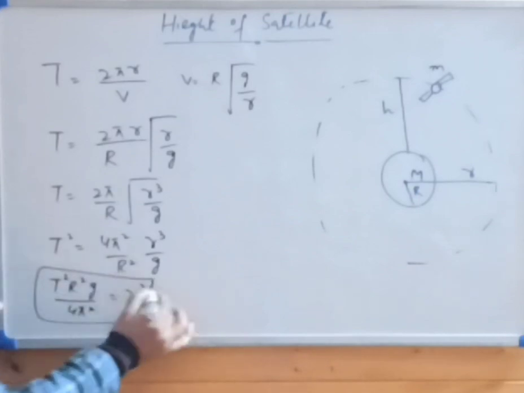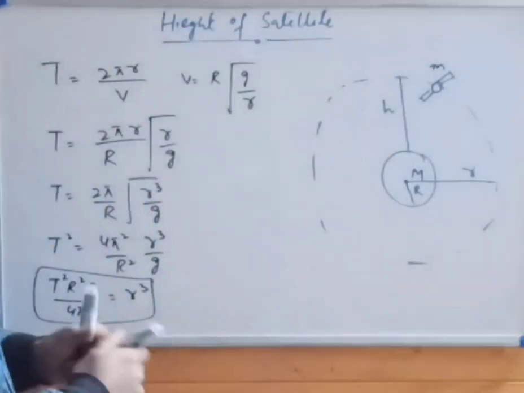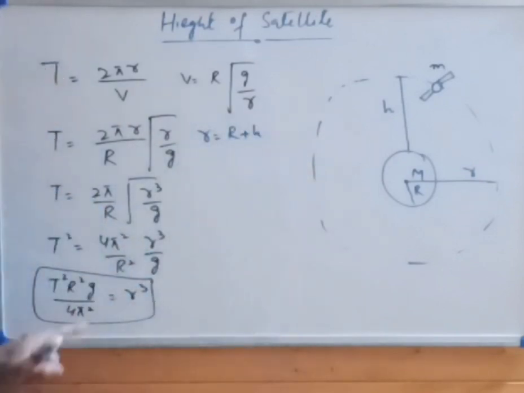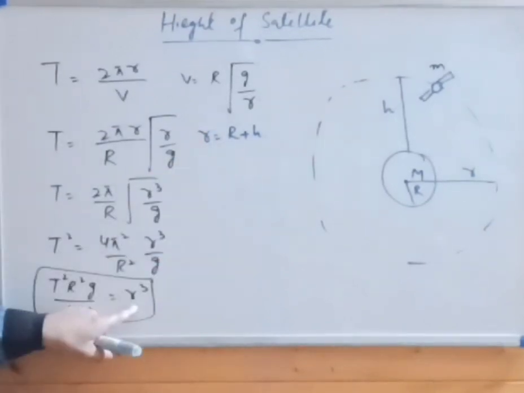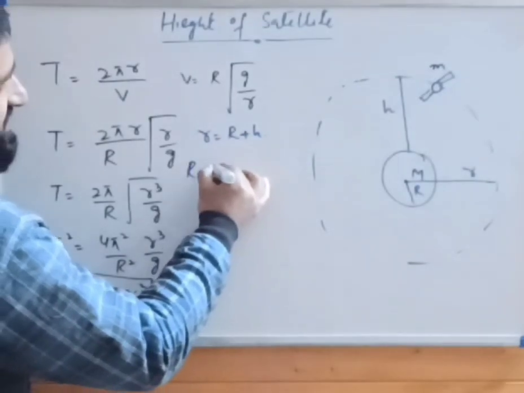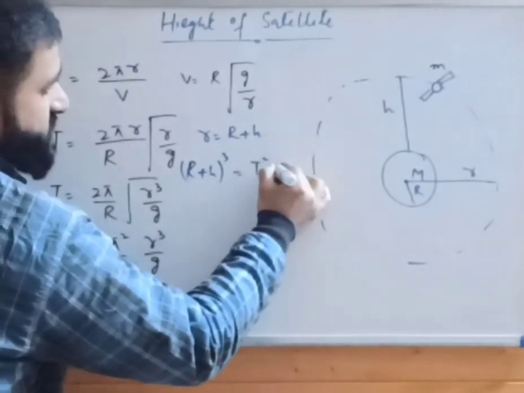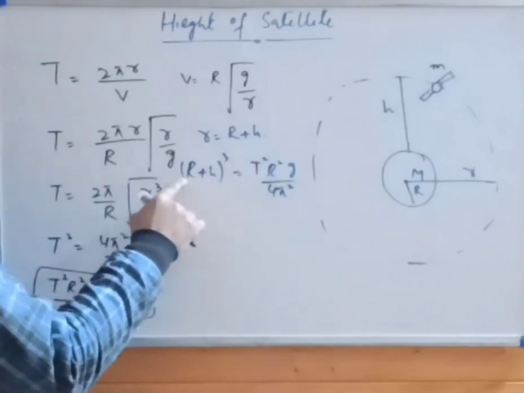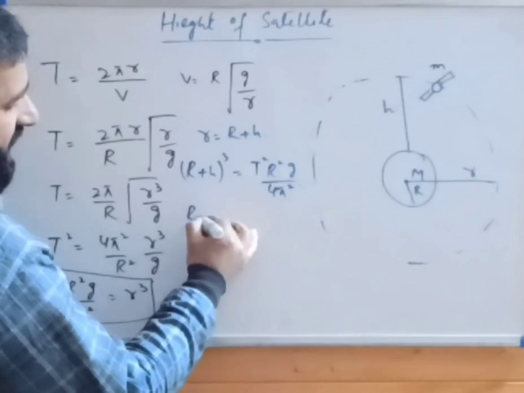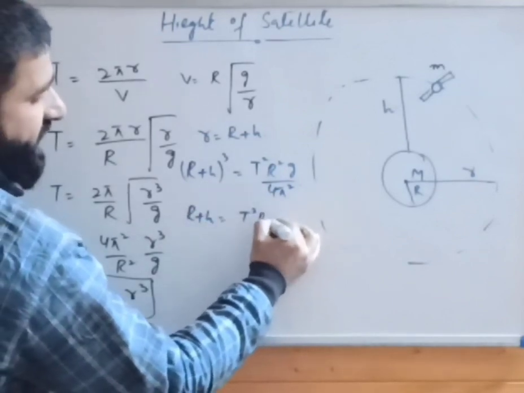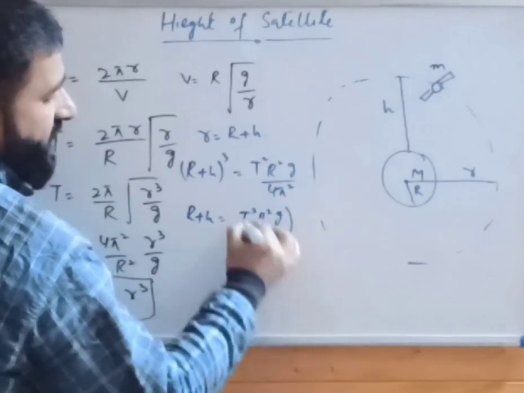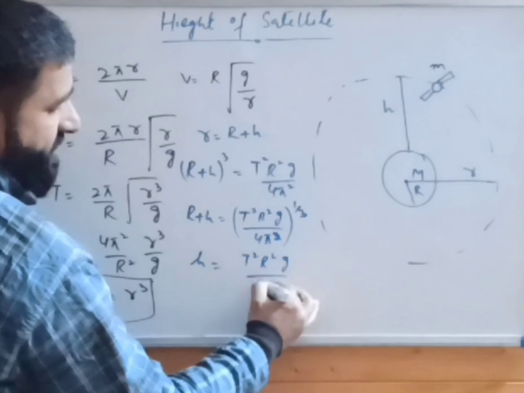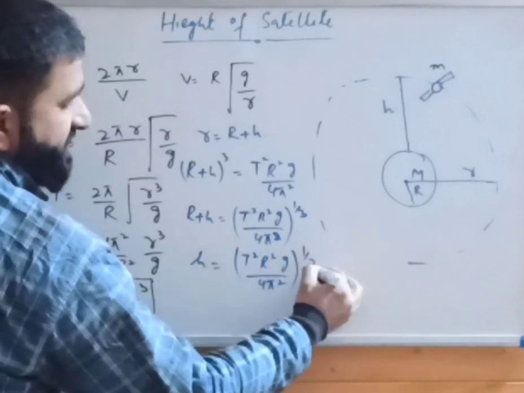Now we know that the radius of the orbit r is equal to the radius of the Earth plus the altitude. That means r is equal to R plus h. Putting the R plus h value in place of r, we have (R plus h) whole cube is equal to T squared R squared g divided by 4π squared. Now taking the cube root on both sides, we have R plus h is equal to (T squared R squared g by 4π squared) whole to the power 1 by 3. So h is equal to (T squared R squared g by 4π squared) whole to the power 1 by 3 minus R.